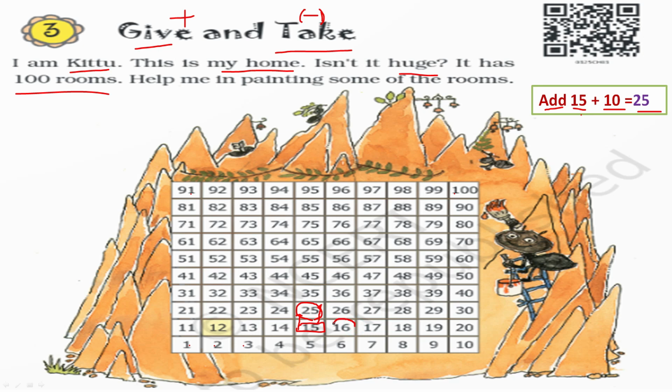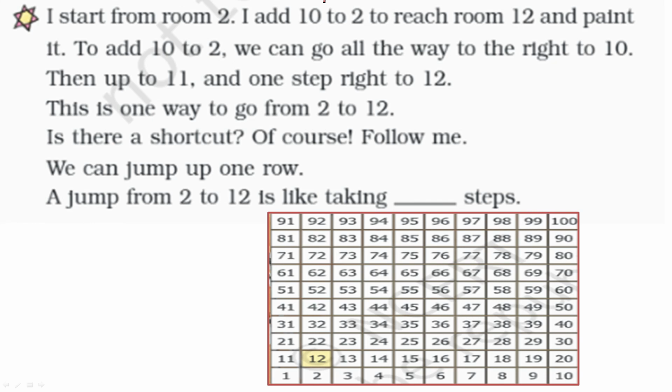So 16 plus 10, if you want to add 16 plus 10, what do we have to do? Go to 16, 1 step up, then write the answer. So what will be the answer? 26. So these rooms help you to understand and to add easily. That's what this chapter is about. These rooms are given to add easily. Now I start from room number 2. Where is room number 2? Here.